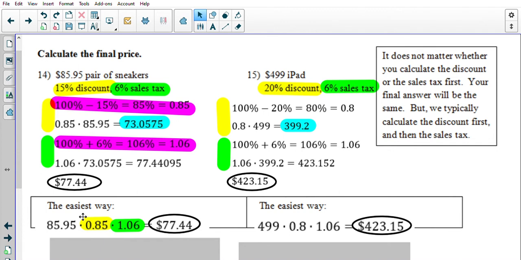But again, the easiest way, I'm not going to lie to you, I'm not going to hide anything from you. The easiest way to do these problems is right down here with this purple dot next to it, all in one step. You can do that.